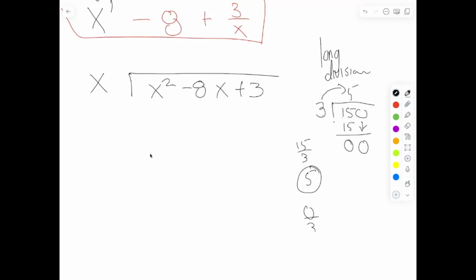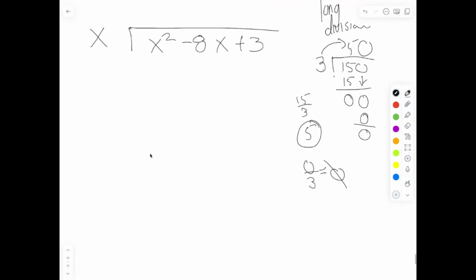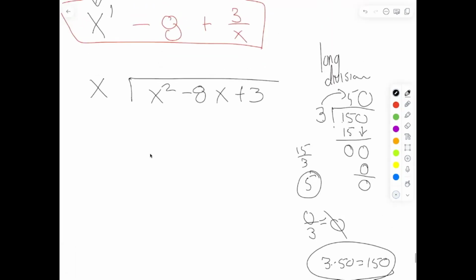0 divided by 3 is what? 0. So put a 0 there. And I know that 3 times 50 is 150, right? And you see the long division on the right? Well, it's the same thing here on the left.